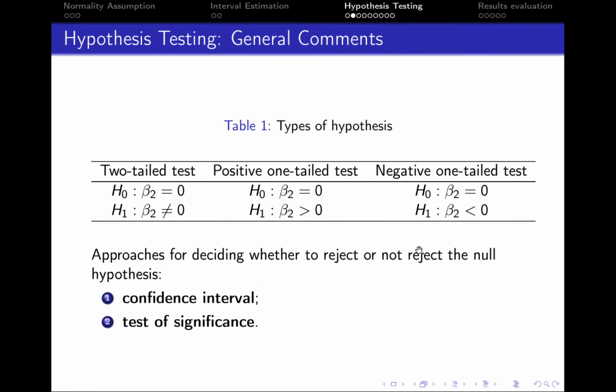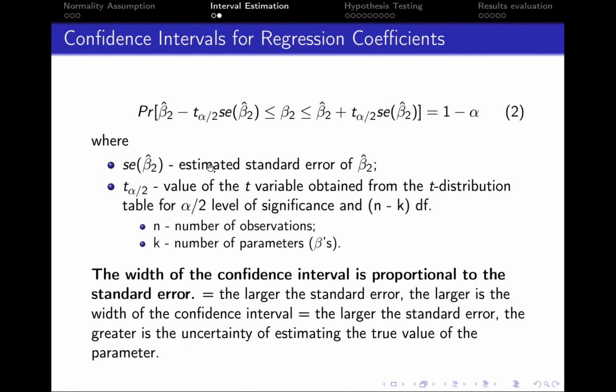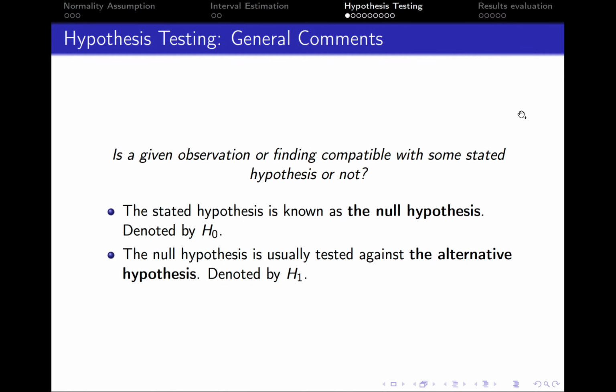There are two approaches which allow us to decide whether we should reject or whether we should not reject the null hypothesis. The first method, confidence interval, the one that I discussed in the previous video, and the new method, I believe it will be new for some of you, is the test of significance. So let's go through these one by one. To use the confidence interval approach, first of all, obviously we need to construct a confidence interval. I showed you in the previous video how to do that. Here is the formula. So this is how we construct a confidence interval for some estimated coefficient.